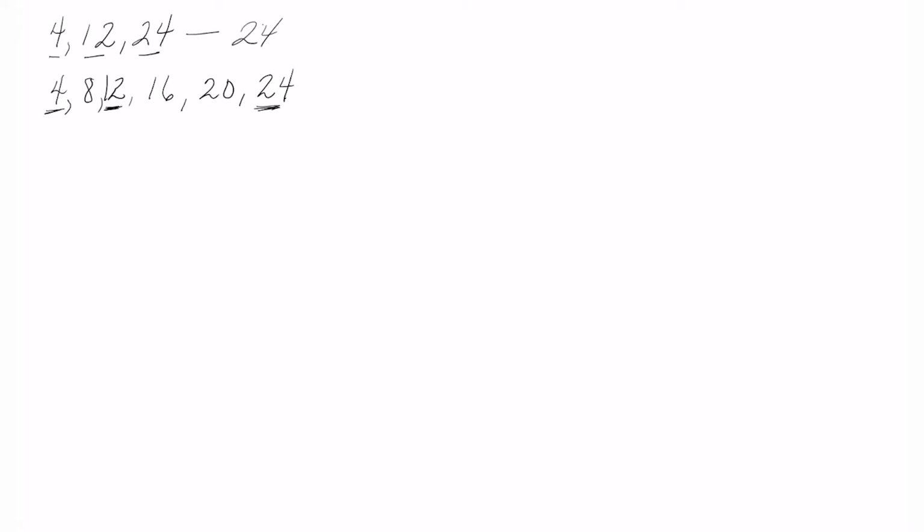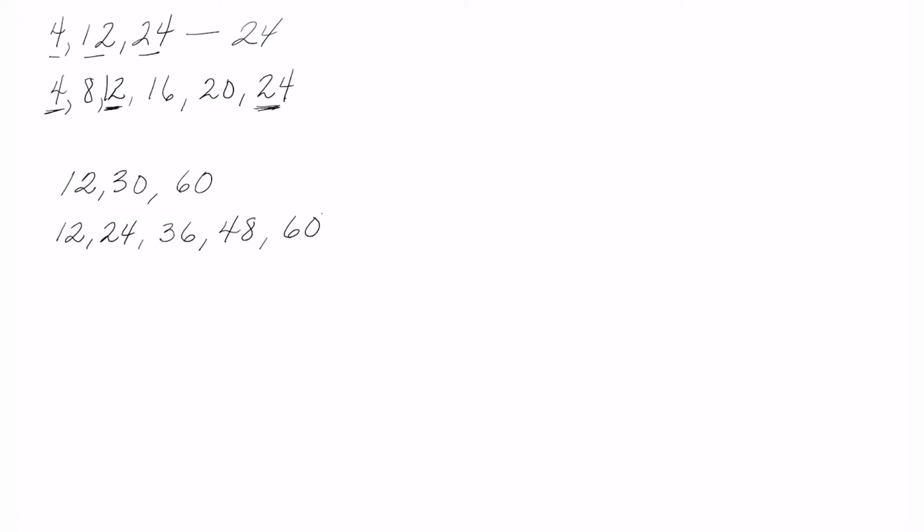Okay. Let's do another one. So let's do 12, 30, and 60. Let's start off with our multiples of 12. So 12 times 1 is 12, 12 times 2 is 24, 12 times 3 is 36, 12 times 4 is 48, and 12 times 5 is 60.